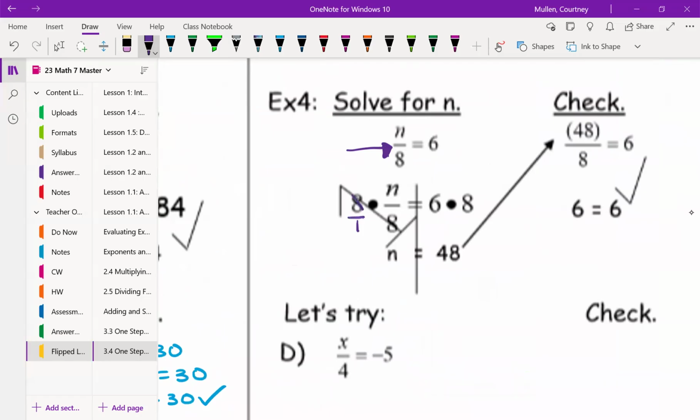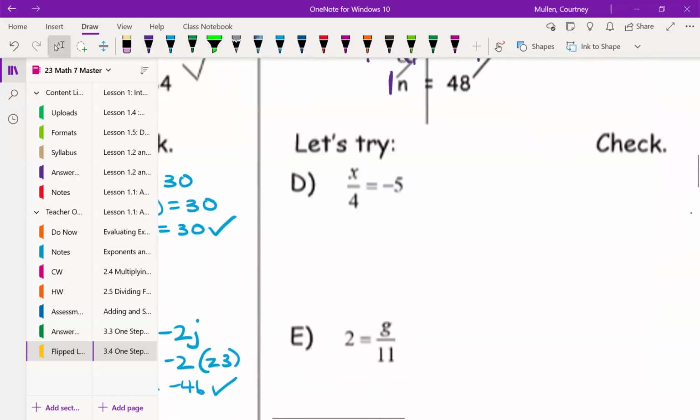Because then 8 divided by 8 is 1. 8 divided by this 8 is 1. And we're left with 1n. Now, whatever we do to one side, we do to the other. And we end up with our solution and our check. So let's try some practice problems.